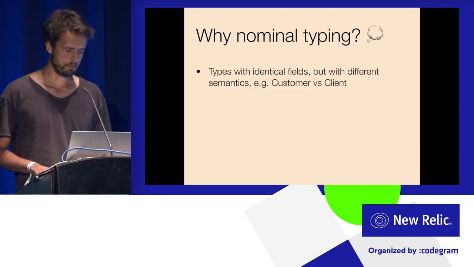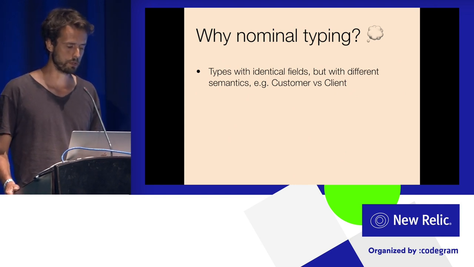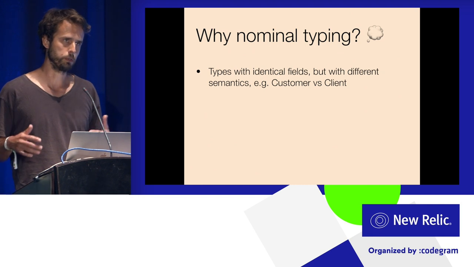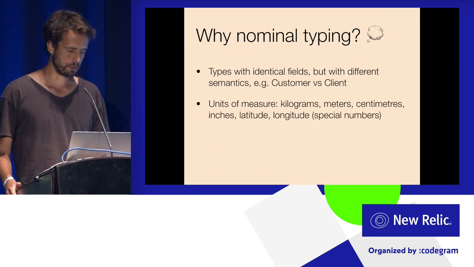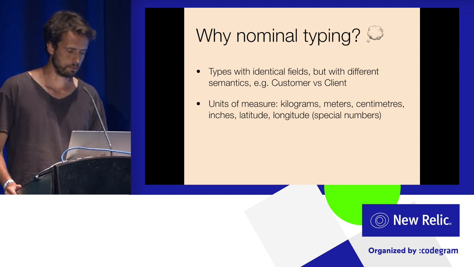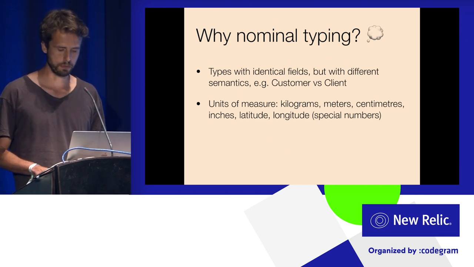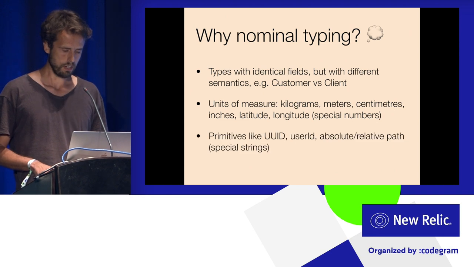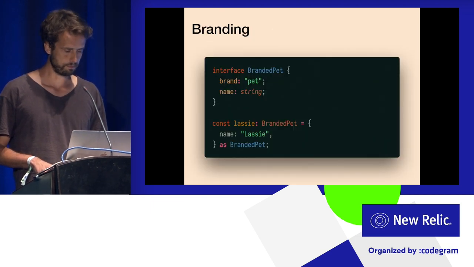First, why? For example, the cases where we have customer and client objects with identical fields, but you want to be sure that they're not used in the same contexts and the same functions. You may want to use units of measure of special types, like kilograms, meters, centimeters, inches, which are all, let's say, integers or floats, but have special meaning and shouldn't be mixed. Or primitive types like UUID, special types of strings.